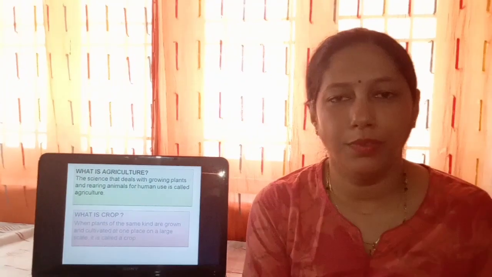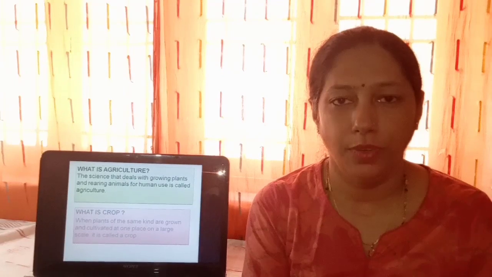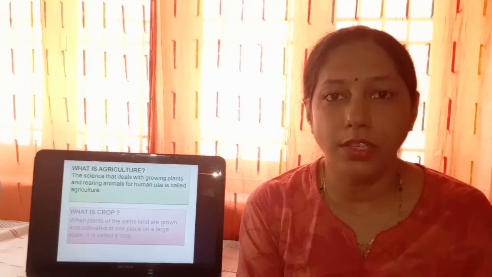We will recall whatever we have learned yesterday in brief. Yesterday we learned about what is agriculture and what is a crop. Here agriculture means growing of plants and rearing of animals both. But when we talk about crop, it means growing of the same kind of plants at one place on a large scale.